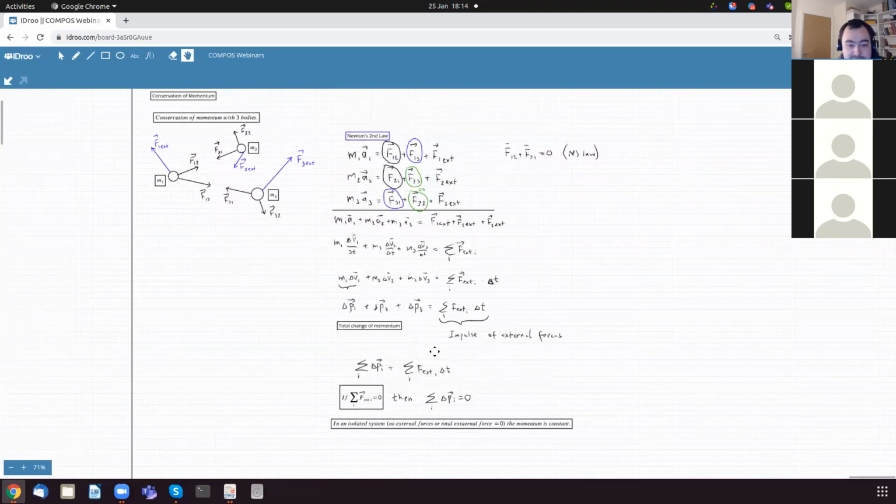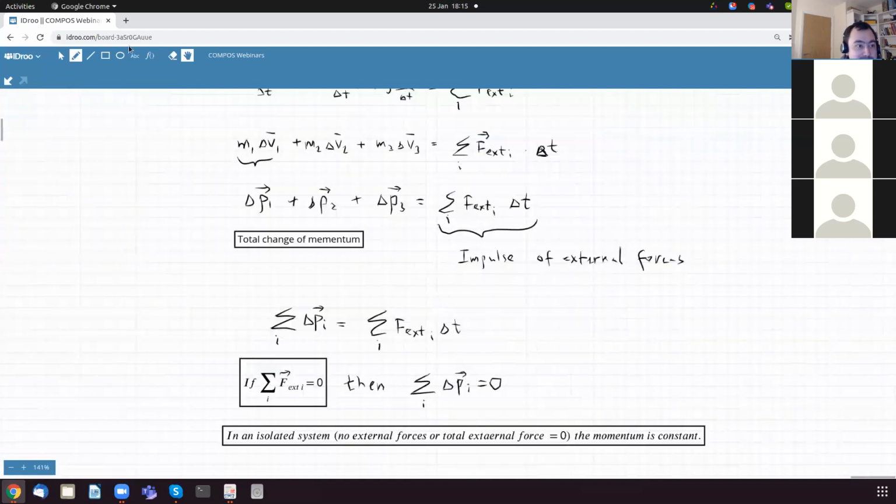How well do you understand this proof? Please vote 0 to 10. Oh, brilliant. Very good. So if the sum of external forces is zero, then the total change in momentum is zero, and this is the proof of conservation of momentum.